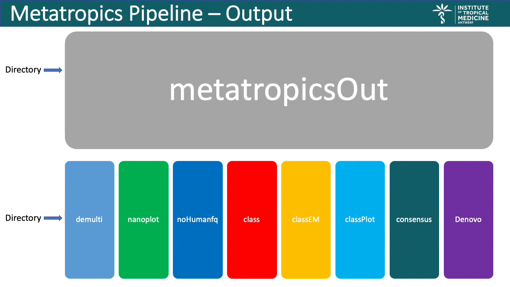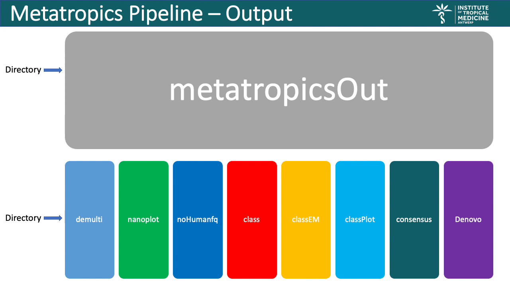First, the directory demult contains the FASTQ filtered by minimum read length. In the nanoplot folder, we have all the results from the quality control step using the NanoPlot tool. In addition, we have a MultiQC report compiling all the results for all the samples. The non-human FQ folder has the FASTQ files filtered for low complexity regions and human sequences.